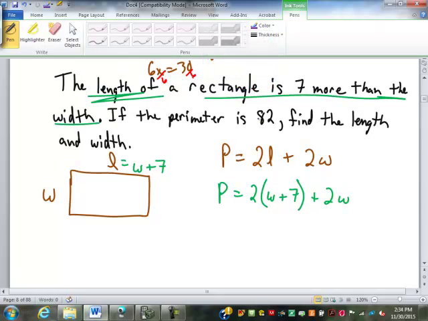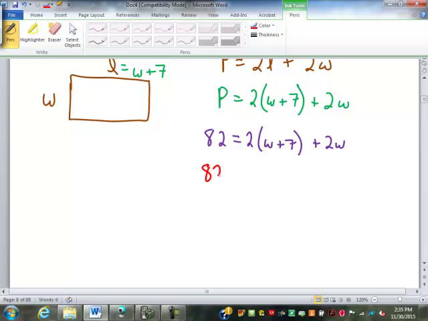Now, is there anything else I can replace in that formula? P. Perimeter is 82, so I'm going to replace P with 82. So 82 is equal to 2 times W plus 7, plus 2W. And now on the right side, I'm going to simplify whatever I can. The 82 on the left will stay the same. 2 times W, 2W, and 2 times 7, positive 14. And of course, we still have this other 2W over here.